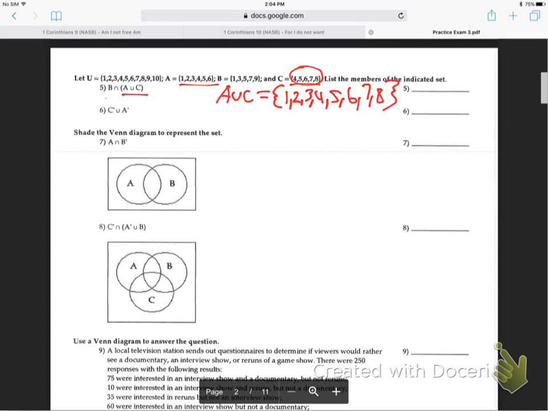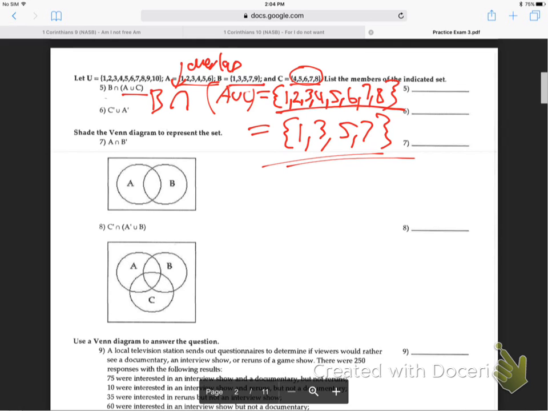And now we're supposed to take B and overlap with that. The U turned over means overlap. What do they have in common? We're saying what's the overlap? What's in common between B and that group? So what's in common there? It's like 1, 3, 5, 7. Not the 9 though. No. That's it. We're done. Does that make sense? How I did that?